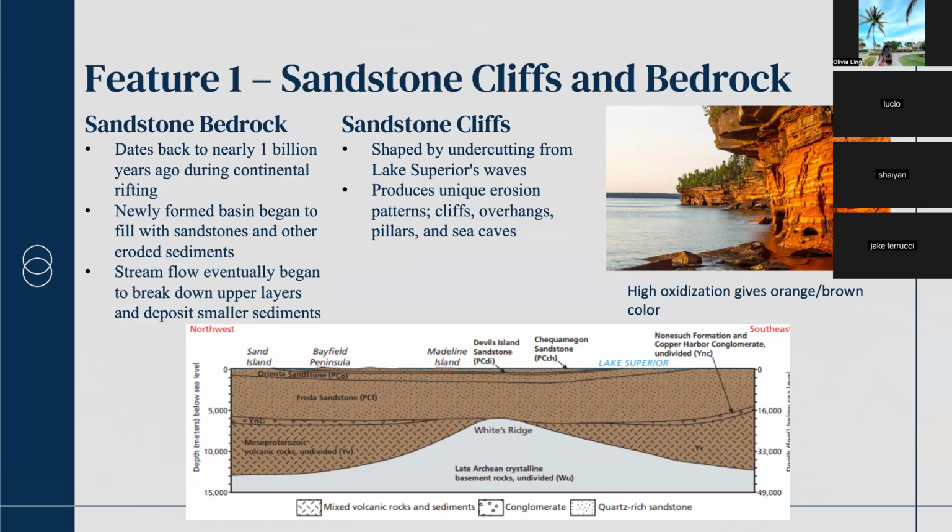The dark orange, near brown color seen in the picture of the cliffs comes from oxidized iron that formed from the deposition of the original sand deposits hundreds of millions of years ago. In the bottom figure, we can see a cross section of the Apostle Islands showcasing the superposition of the different layers.